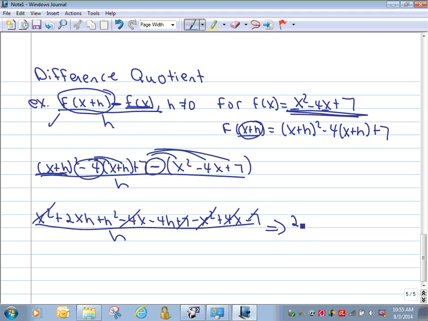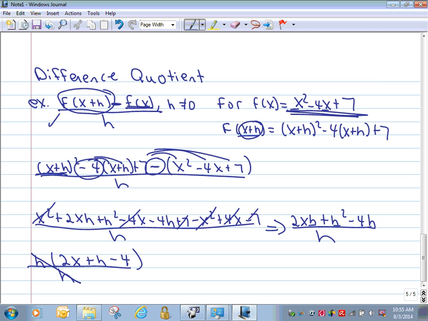You will be left with 2xh plus h squared minus 4h all over h. Notice in our numerator, each term has an h, and we're going to factor that out. So we're going to take one of these h's out. They all have it in common, so a greatest common factor of h. And inside we would have 2x plus h minus 4 all over h.